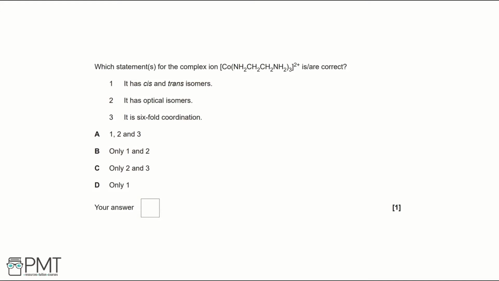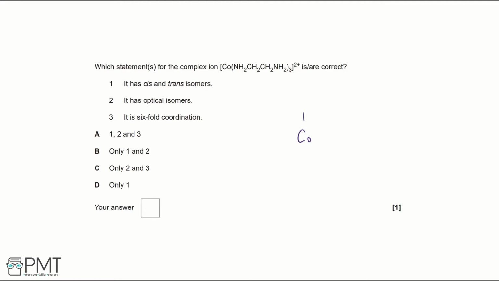Which statement or statements for the complex ion Co(NH2CH2CH2NH2)3 2+ is or are correct? 1. It has cis and trans isomers. 2. It has optical isomers. 3. It is 6-fold coordination. A, 1, 2 and 3, B, only 1 and 2, C, only 2 and 3, or D, only 1. So for this question, let's start by drawing the complex.